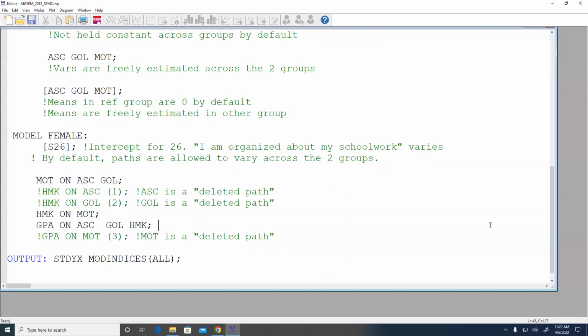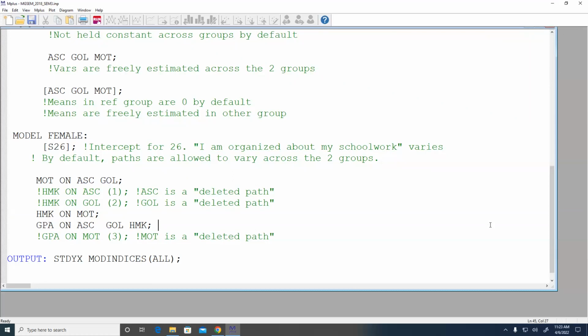And that's, again, the effect after controlling for goal valuation. Is the effect of goal valuation on motivation, after controlling for academic self-concept, the same across boys and girls? So we're really talking about these regression parameters. These are our direct effects. Are they the same across the two genders, or are there differences?